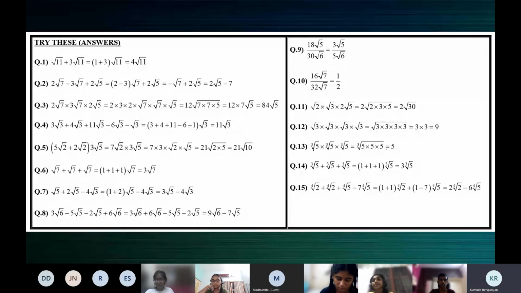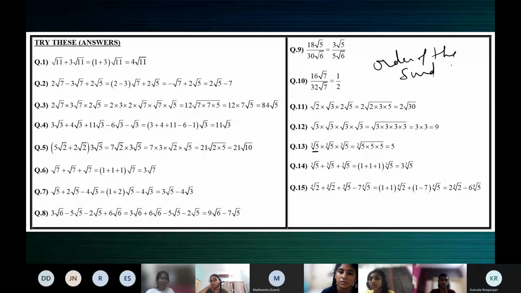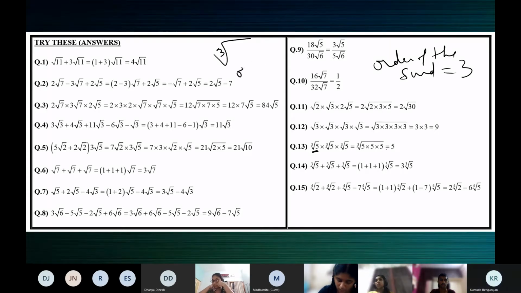What is the order of the third here? Cube root of 5, ma'am. No, you must say 3. When it's cube root, you must say the order is 3. What's the order here? 7.